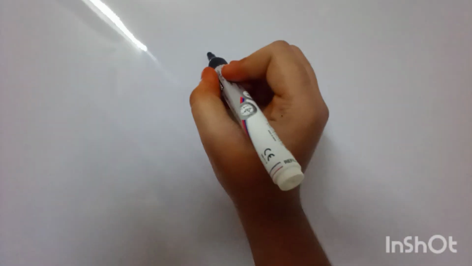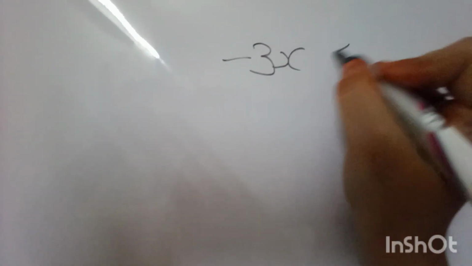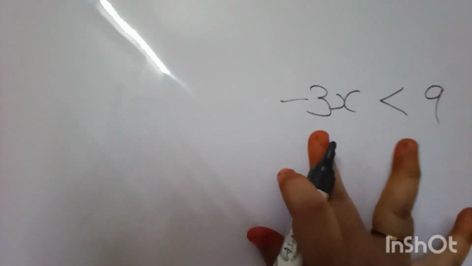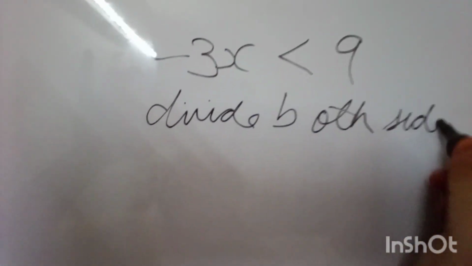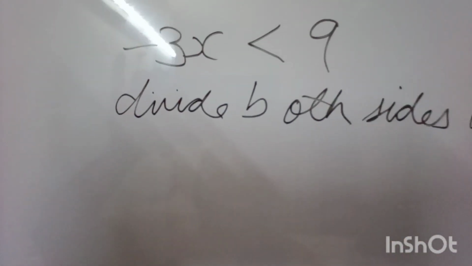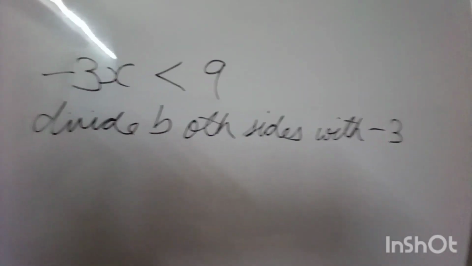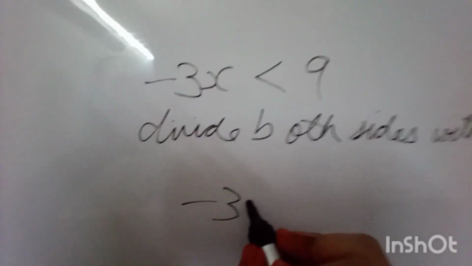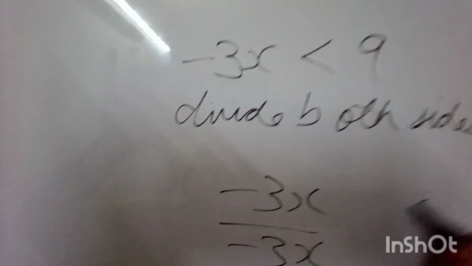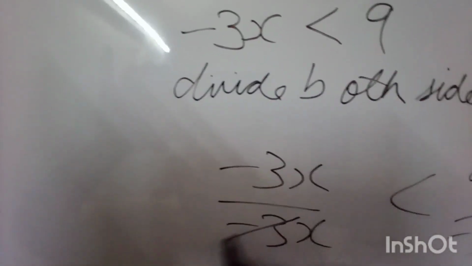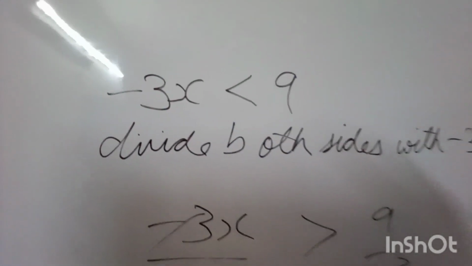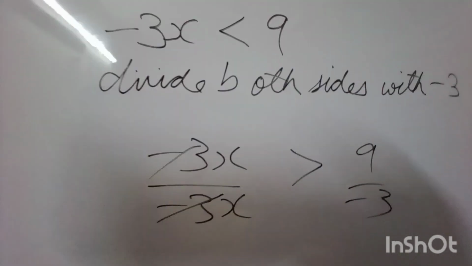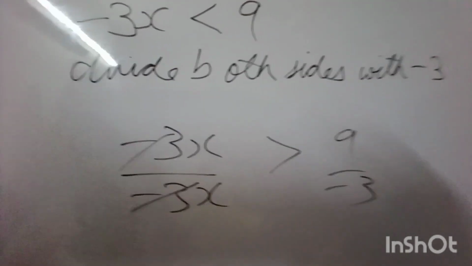Suppose minus 3x less than 9. Now we have to take this minus 3 to this side. So we have to divide both sides by minus 3. The sign is minus 3 only, then it will get cancelled. Minus 3x by minus 3, x less than 9 by minus 3. 3 gets cancelled. Now your inequality sign is going to change. So less than has become greater than because you have divided both sides by the term minus 3.